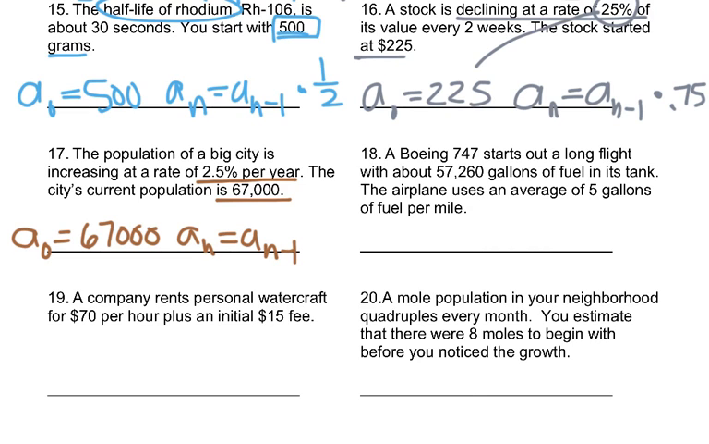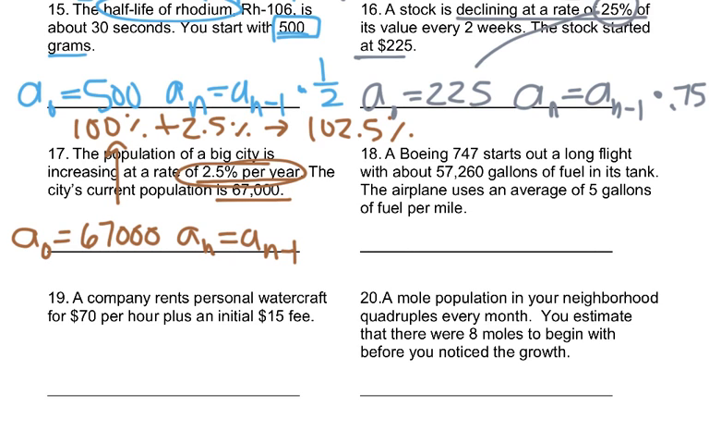I know it's A sub n equals A sub n minus 1. And just like on 16, we got to do some extra thinking here. So if my population stayed the same, it would stay at 100%. But every year, I'm adding 2.5% to that. So really, my increase is 102.5%. So what I multiply by is 1.025. That would represent the increase, including the amount that's staying the same. So kind of tricky, but here we go.